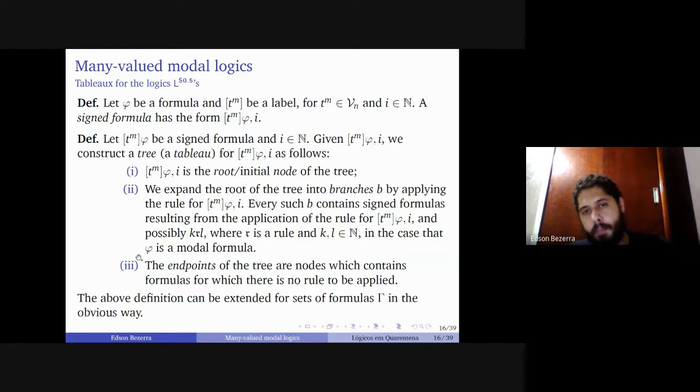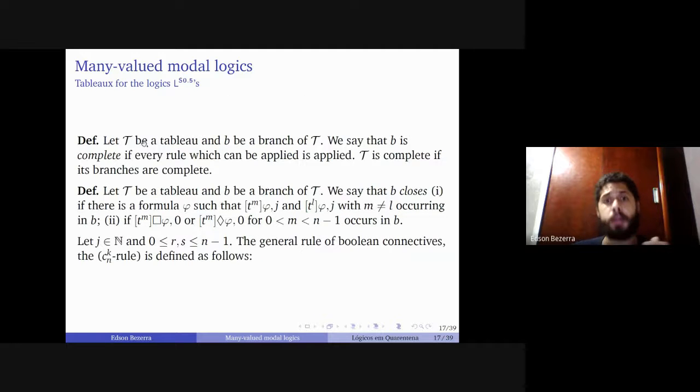When I present a concrete example of a system, I will explain why this happens. So we can extend these definitions for sets of formulas in the obvious way. Now, we define the notion of complete branch. A branch is complete if every rule which can be applied is in fact applied, and the tableau T is complete if its branches are complete.